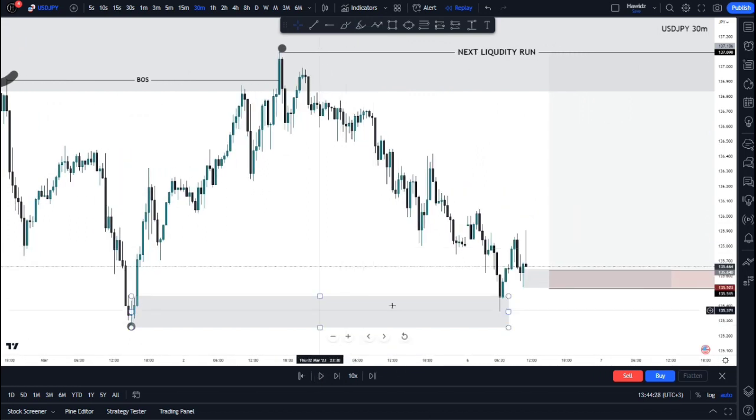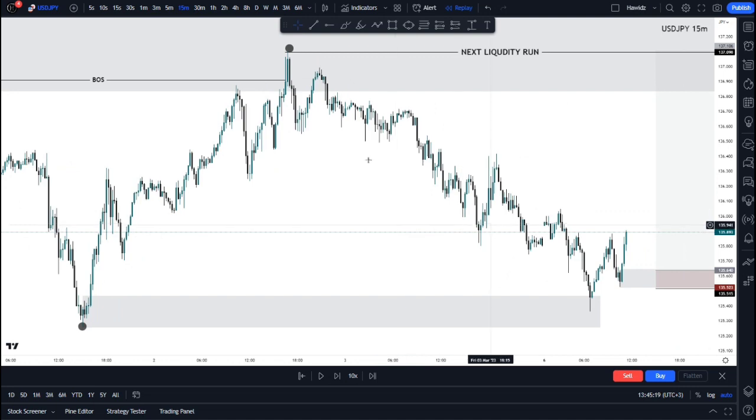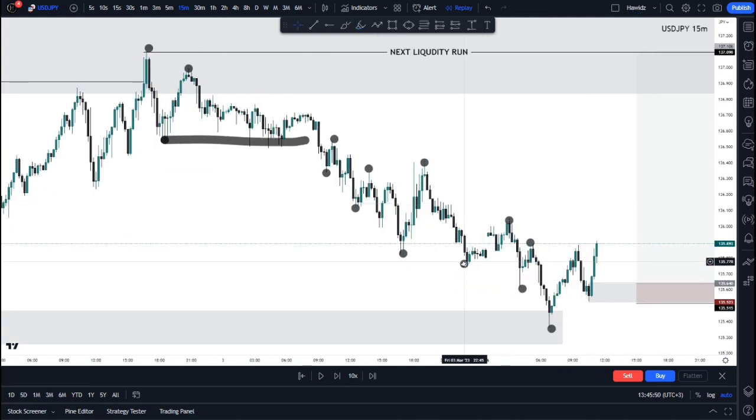After price tapped into our area, we went to the 15-minute chart where we could clearly see how the inner structure was going. So let's see how the intermediary structure in the 15-minute chart is pushing. Price made a high, a low, a high, and then a change of character right here to make a lower low. From there, price continued creating lower high, lower low, lower high, lower low, and so on. So you can see that throughout all this pullback, price was pretty much bearish.